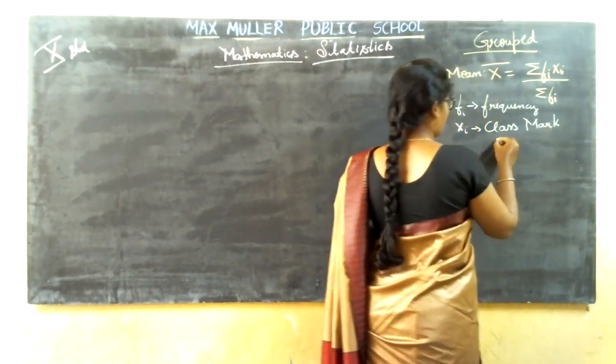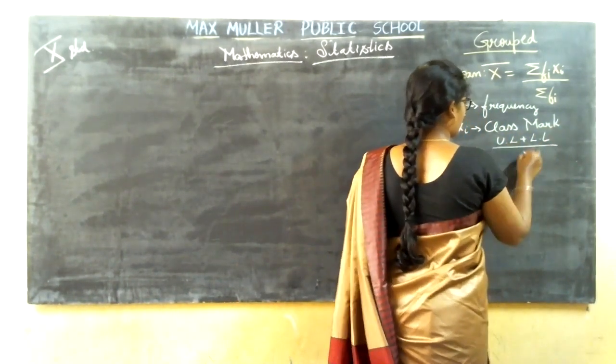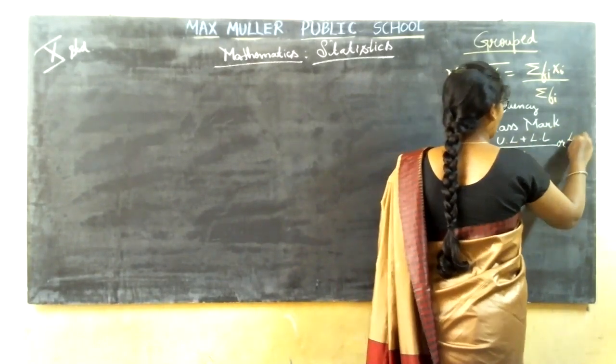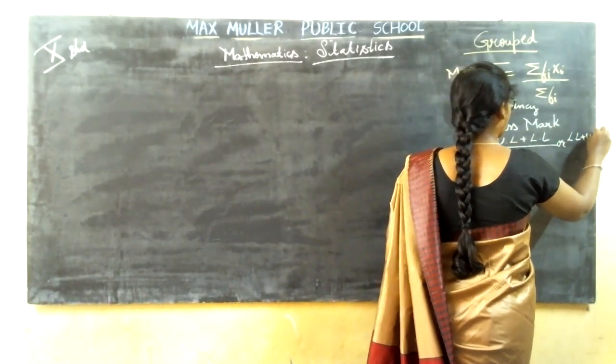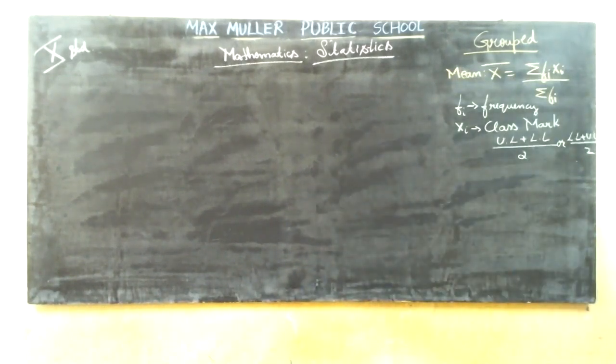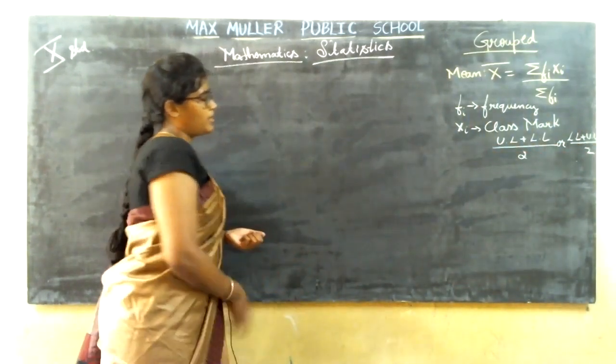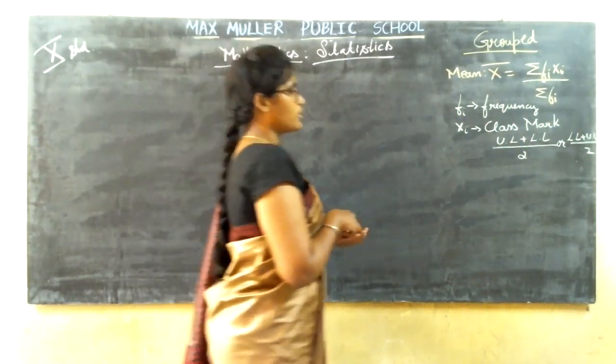What is the formula for the class mark? Upper limit plus lower limit divided by 2, or lower limit plus upper limit divided by 2. Anyway, since it is an addition, you can take it in whichever way you want. So this is all about the mean.